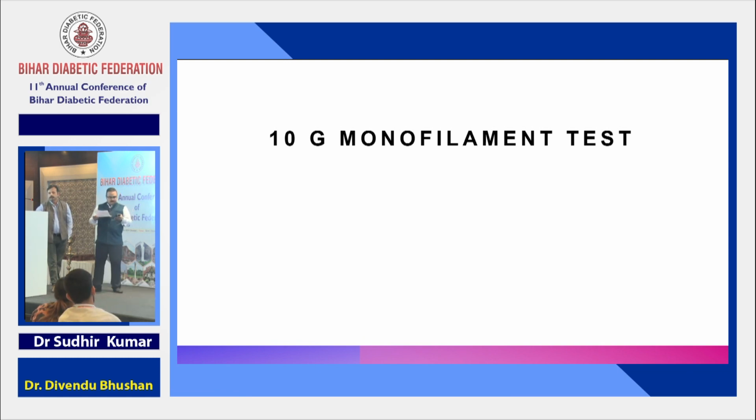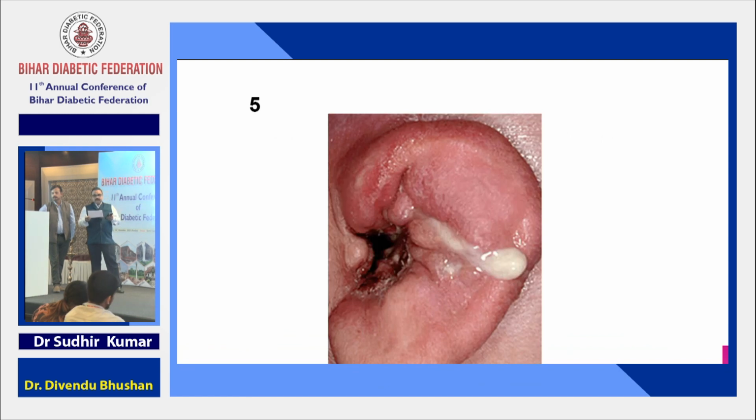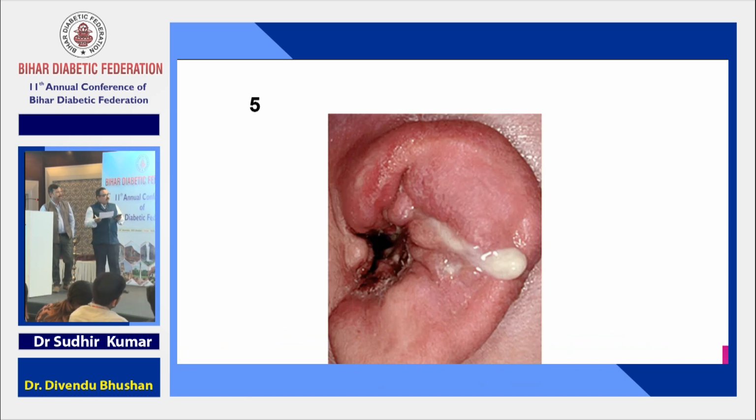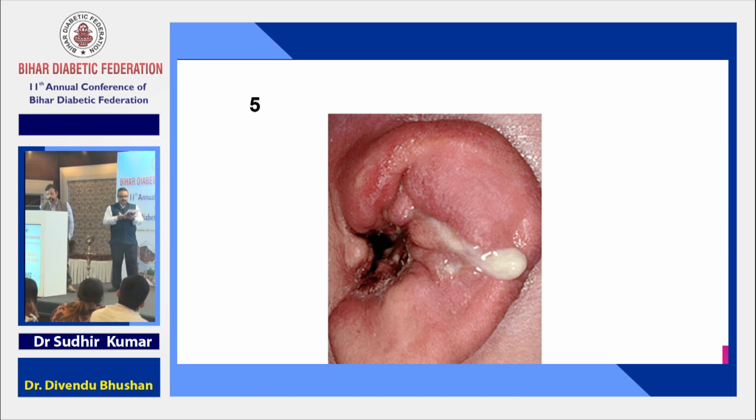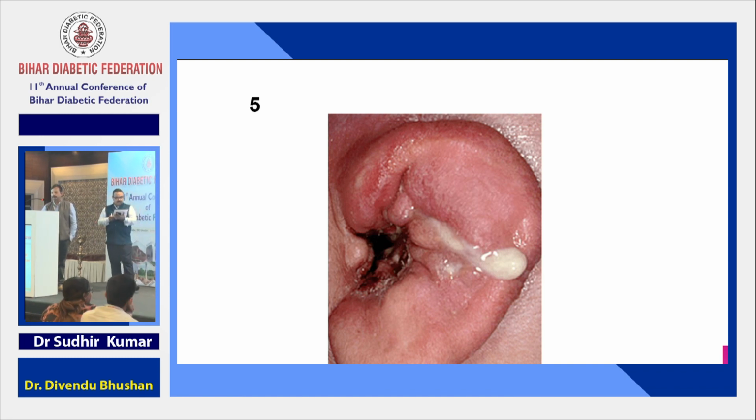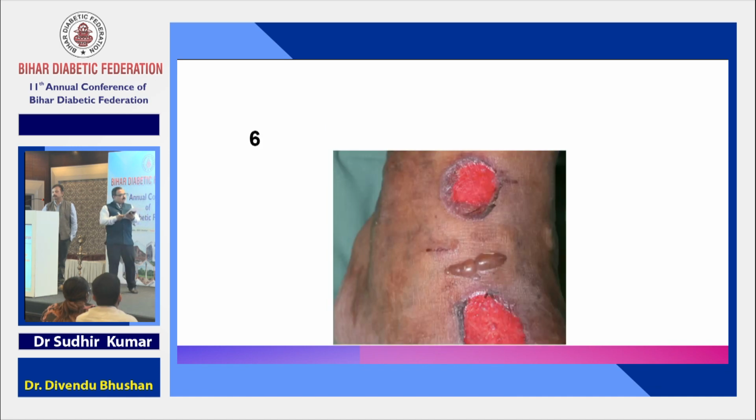So, next question. What is this condition? Name this condition. What are you saying? Malignant otitis externa. Correct answer. And the culprit bacteria is Pseudomonas. Good. So, the last question is from team G. Identify the condition.